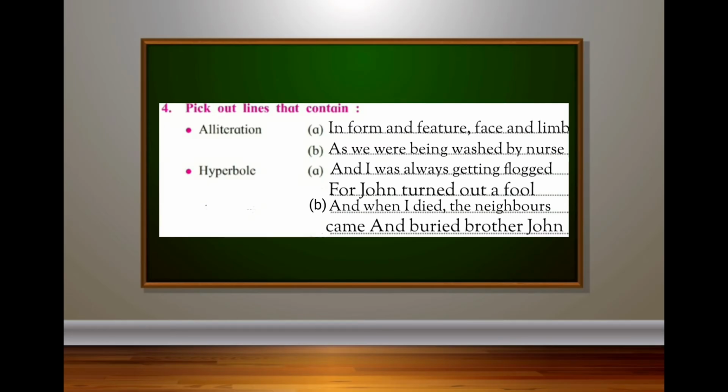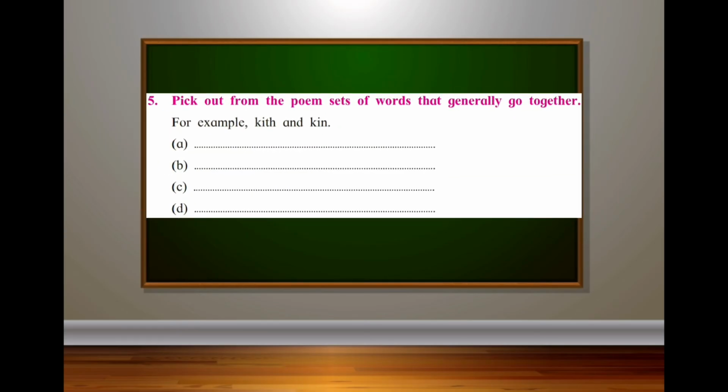Next question. Pick out from the poem sets of words that generally go together. For example, kith and kin. Next, form and feature. Next, face and limb. Next, take for. And last one, fearful pitch.